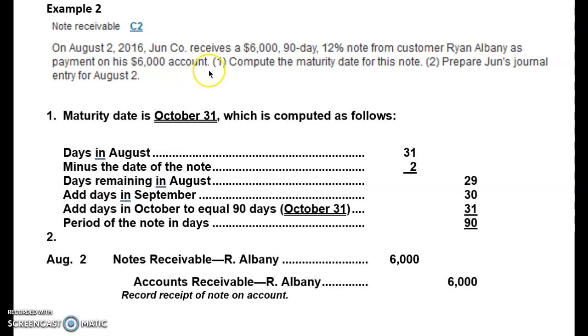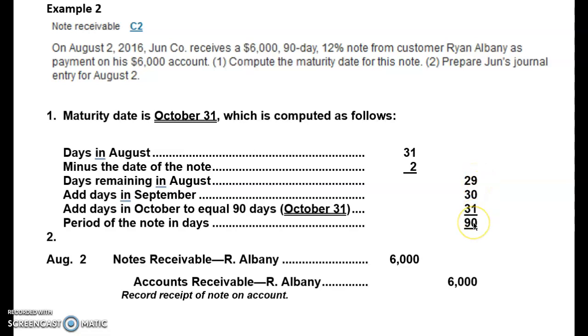On August 2nd, Juan received a $6,000, 90-day, 12% note as payment on his $6,000 account. Calculate the maturity date and also the entry for August 2nd. I like this problem. So on August 2nd, this note receivable was taken out. There's 31 days in August, and it was the second day. So subtract the second day from the 31st, and you'll get 29.